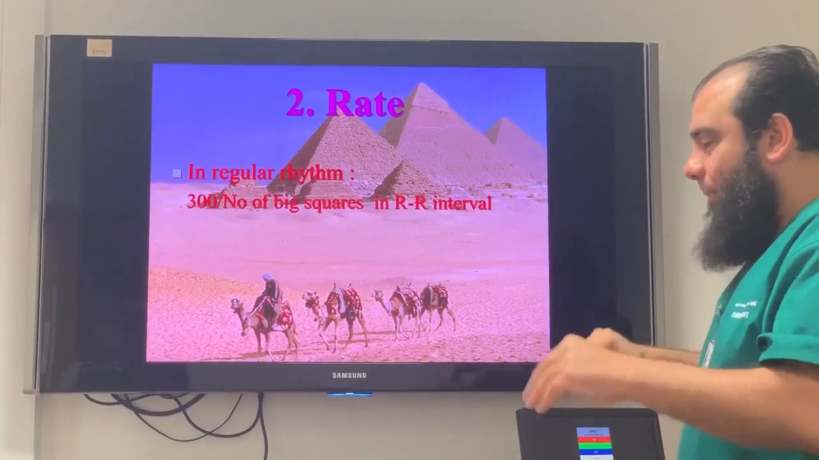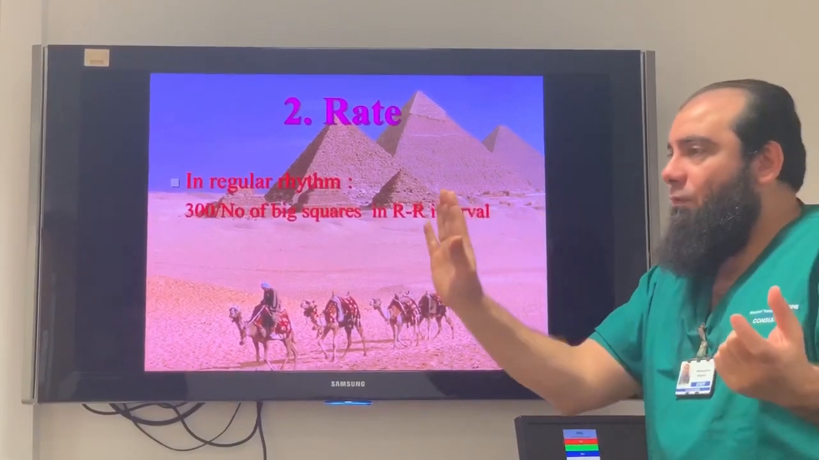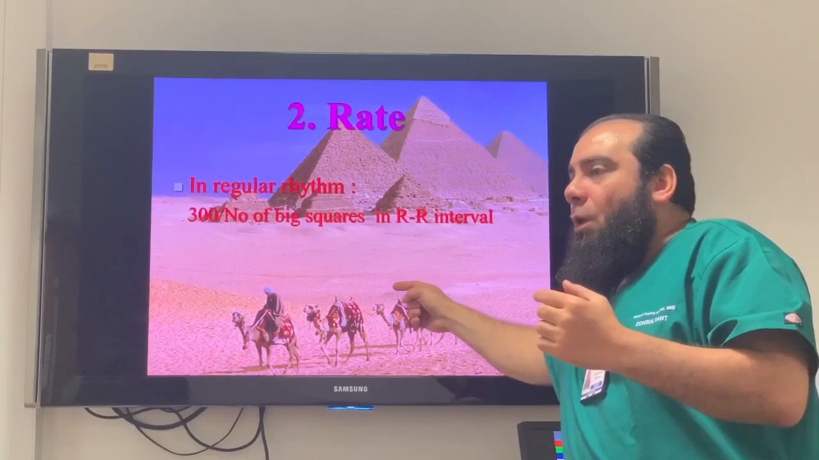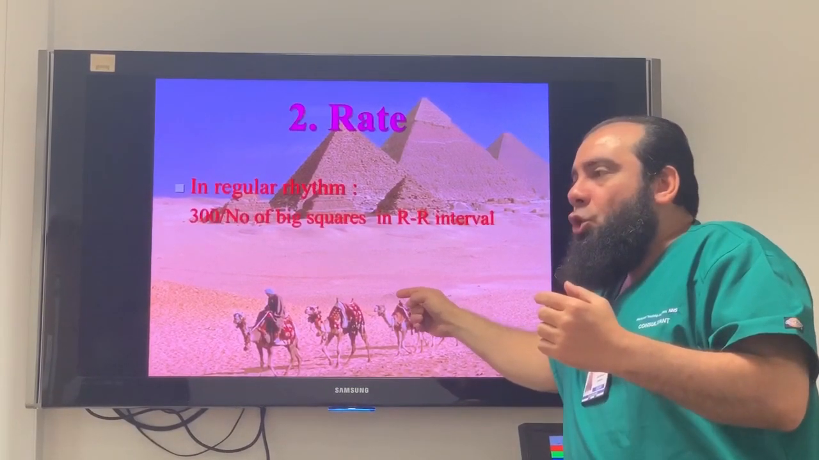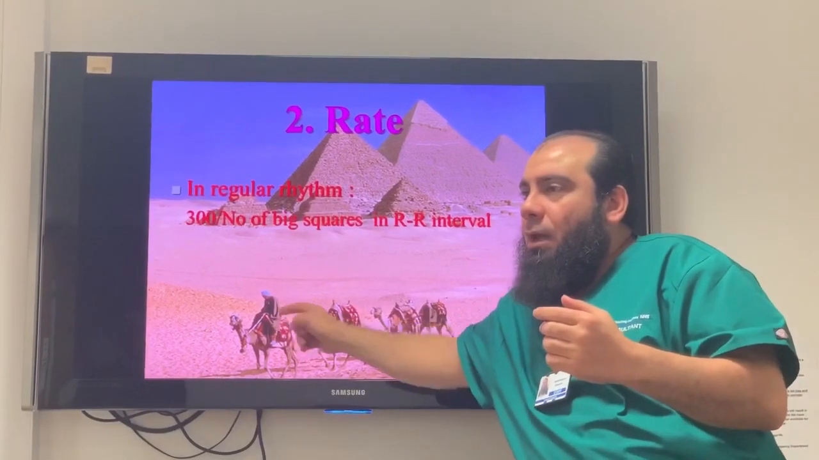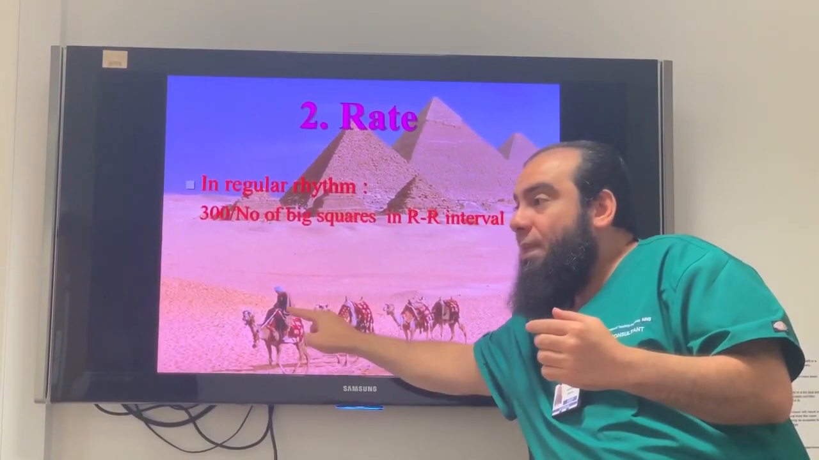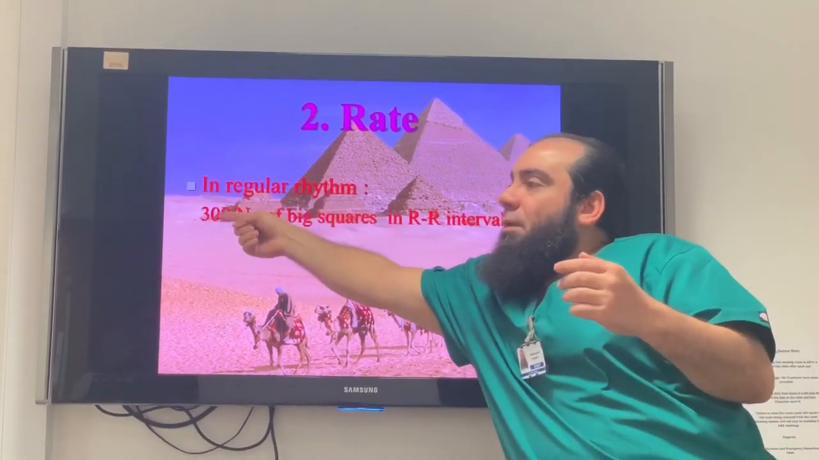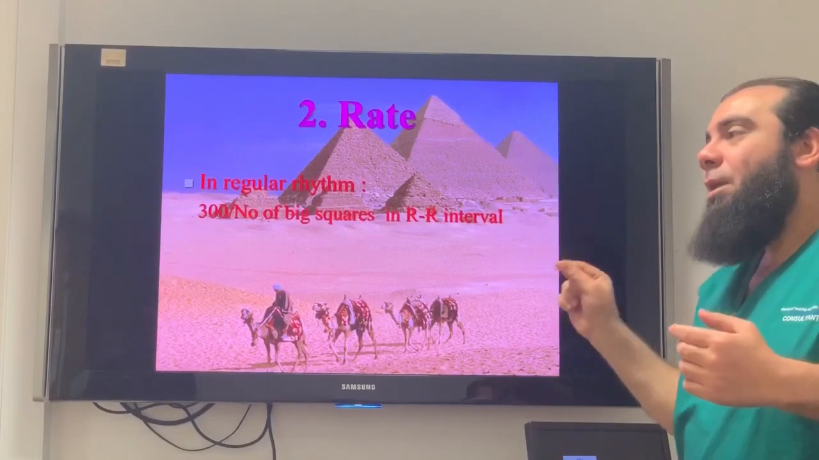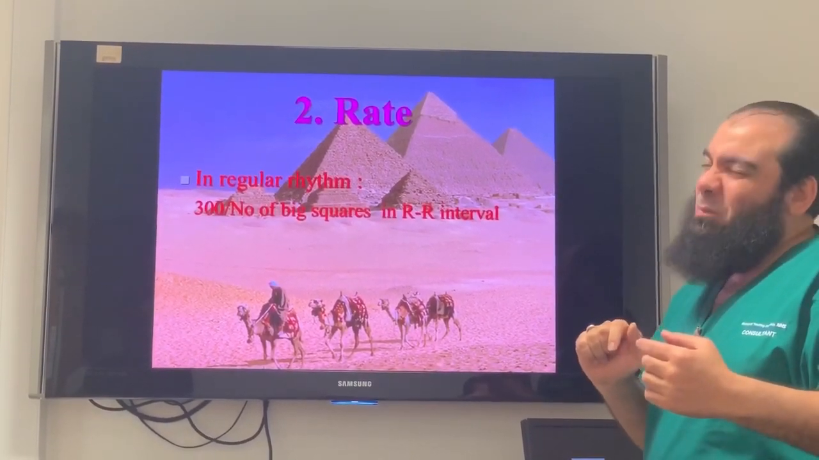Okay, simple. A big square contains how many small squares? 5. So for the 300 over the number of big squares, if I convert the big square to smaller ones, I have to multiply by 5 down below. The same way, I have to multiply by 5 over here. So 1500 divided by the small squares, the tiny ones. It's the same way but more accurate.